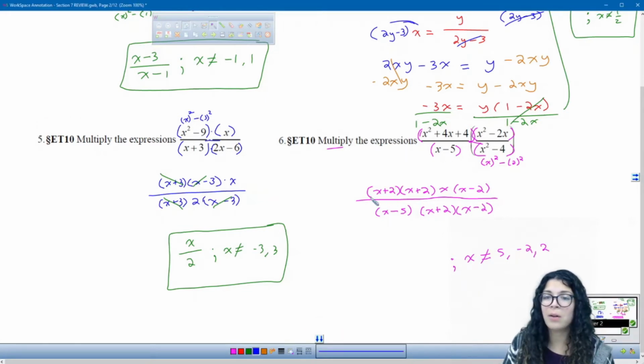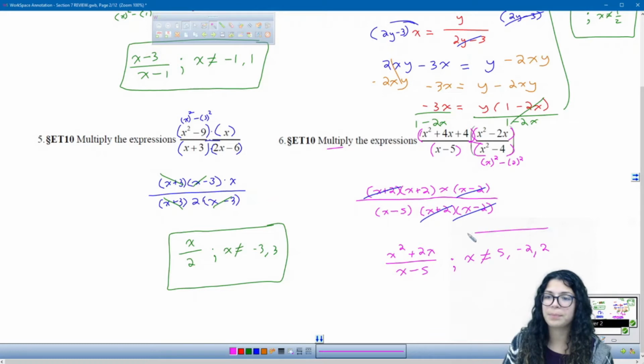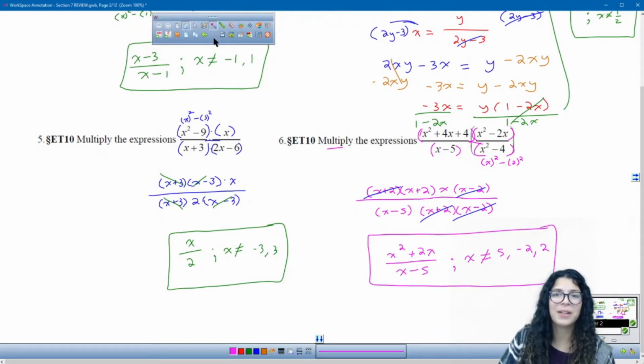Then if we cancel out common factors, x plus 2 divided by x plus 2 cancels, x minus 2 divided by x minus 2 cancels. So in the numerator, we have x times x plus 2, which would be x squared plus 2x. And in the denominator, we just have x minus 5. Okie dokie. Let's move on to number 7.